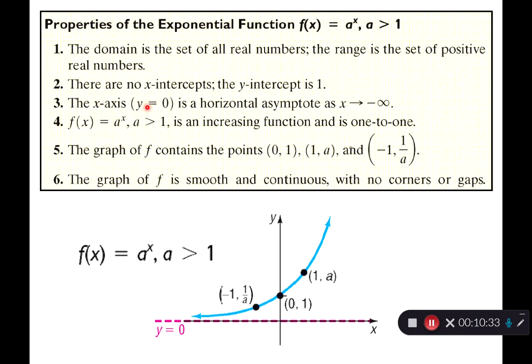All right. Now, as we said, y equals 0 acts as an asymptote. Therefore, we could say there are no x-intercepts. An x-intercept, you might remember, is where this graph would cross the x-axis. Since it never crosses, there is no x-intercept. The y-intercept is at 1. All right, number 3 again, we're talking about the asymptote. And again, number 6 goes with number 1. The graph is smooth and continuous, so the domain is the set of all real numbers.